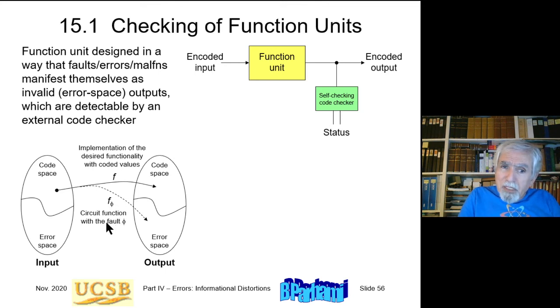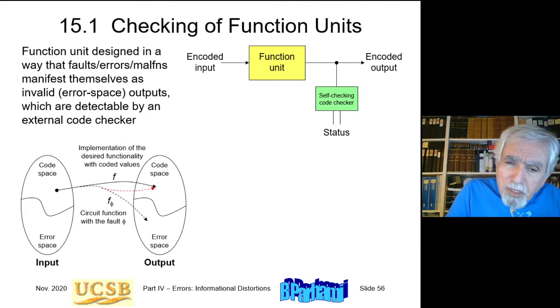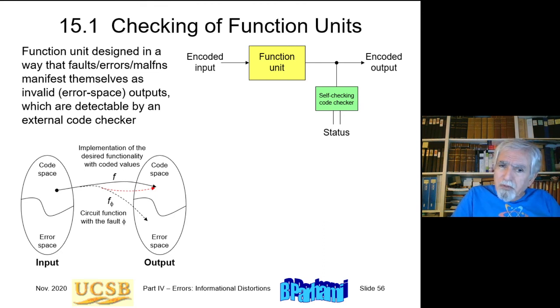If the circuit has some fault phi in it, then the output will be in error space so that we can detect it through here. So this is part of the specification of this function unit. If it's non-faulty, then it generates a correct output. If it's faulty, then it generates this, or we have the option of designing a circuit so that it does produce the correct output. We basically build in some sort of error correction into this.